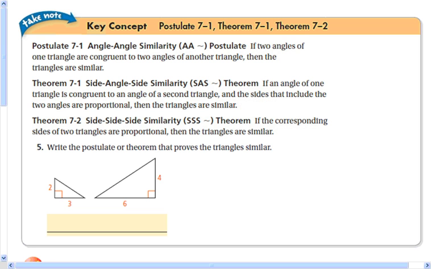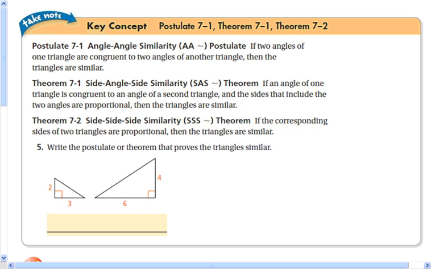Side-angle-side similarity. If an angle of one triangle is congruent to an angle of the second triangle, and the sides that include the two angles are proportional, then the triangles are similar. And the side-side-side similarity theorem: if all three sides are proportional to the corresponding sides, then the triangles are similar.